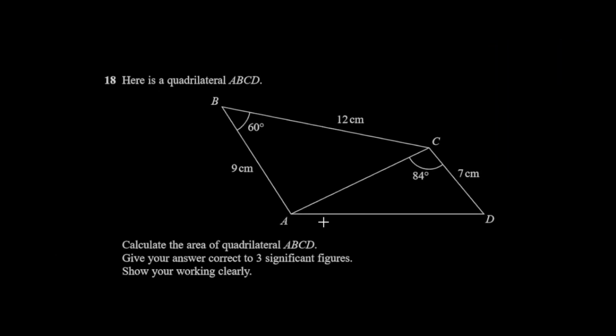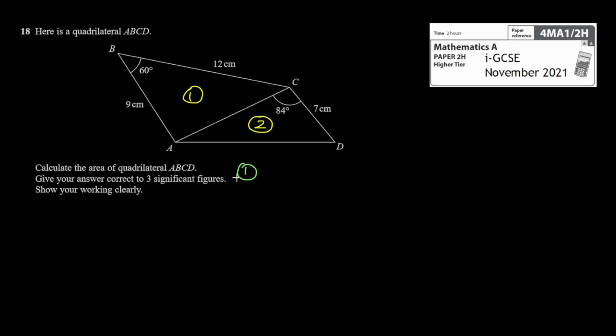Question 18, we've got a quadrilateral and we're asked to calculate its area. I'm going to split this into area 1 and area 2 and deal with them separately. Well, area 1 is a triangle. We've got two sides and an included angle, so we can use the formula of a half AB sine C. You get the idea that the angle is a sandwich between two sides.